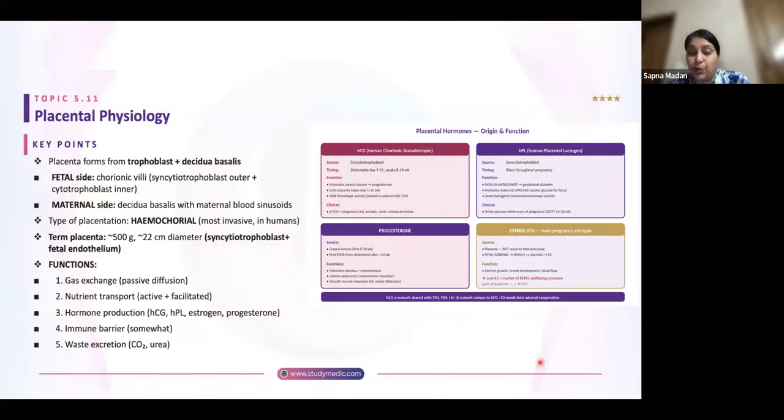Functions of the placenta, we all know, is gas exchange. It helps in passive diffusion. Nutrient transport, of course, it can be active and facilitated. Hormone production, it produces HCG, human placental lactogen, estrogen, and progesterone. It acts as an immune barrier, and it also helps in waste excretion. So the fetal CO2 and urea are excreted through the placenta into the maternal system.